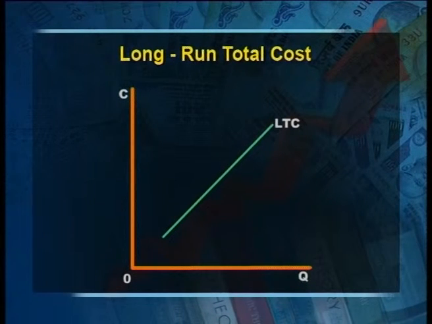When you look at the long run total cost according to modern theorists, it is a positively sloped line. Look at the graph. Thus, it can be concluded that the modern theory is basically a modified version of traditional theory, but based on empirical cost studies. Let us summarize the concepts which we have learned from this session.